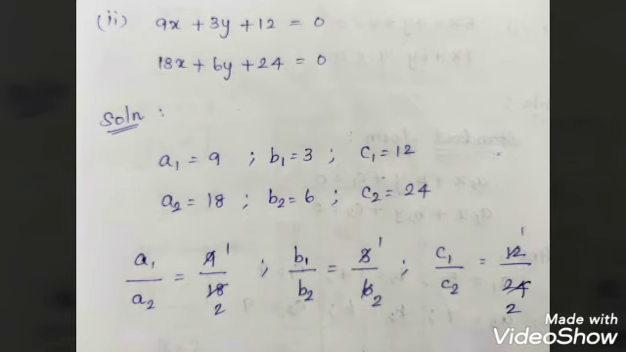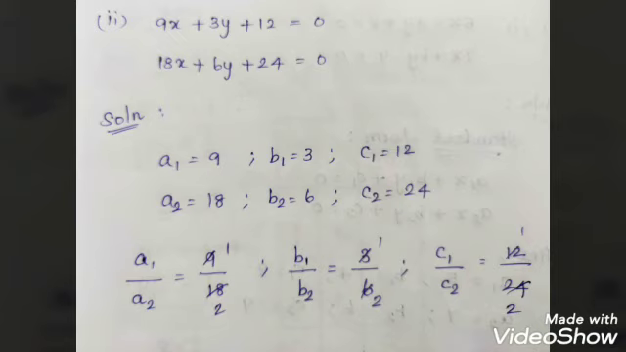So now we are going to compare. A1 by A2 equal to 9 by 18. 9 by 18, how will we divide? 1 by 2. Next, B1 by B2 is equal to 3 by 6. How will we divide? 1 by 2. Next, C1 by C2 is equal to 12 by 24. If we divide, what will we get? 1 by 2. Now we see A1 by A2 is 1 by 2, B1 by B2 is also 1 by 2, and C1 by C2 is also 1 by 2.